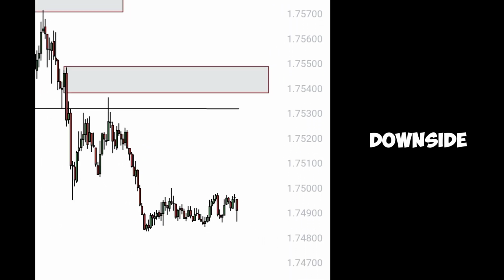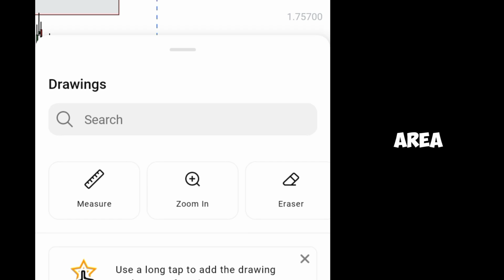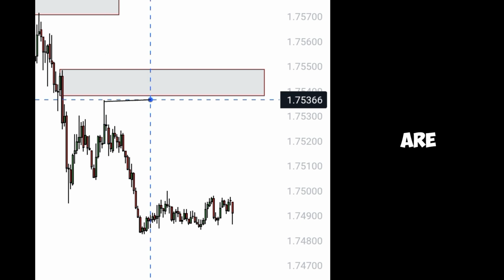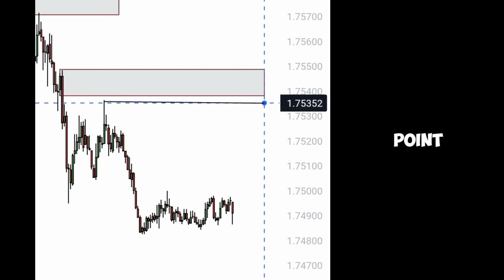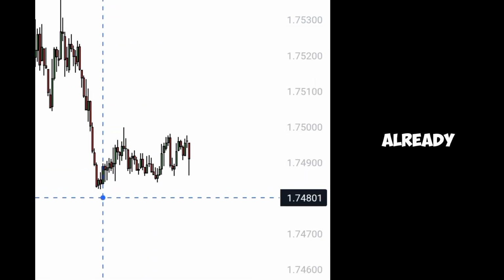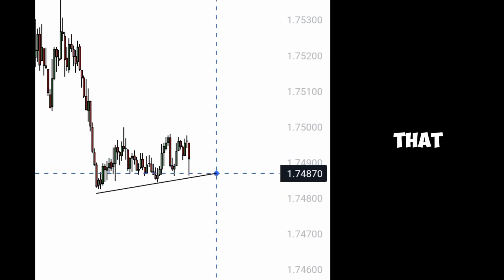to the downside. All right, so this area becomes my area of liquidity right there, because obviously people have been selling into that point. So that becomes my area of liquidity. And then we have people already trying to buy into that zone.